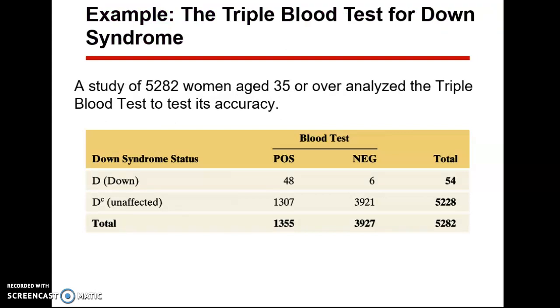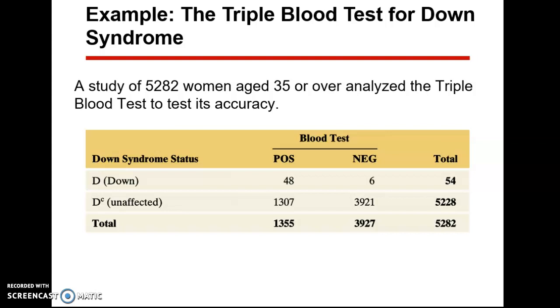Now here we have a study of over 5,000 women over 35 analyzed using this triple blood test to see how accurate the test is. Women of this age are more at risk for having a child with Down syndrome. So let's make sure we understand it. The blood test can be positive or negative, but you can have mistakes. The D with Down in parentheses means that when they gave birth, the child did have Down syndrome. And D with a C for the superscript is the complement, meaning they didn't have Down syndrome, unaffected.